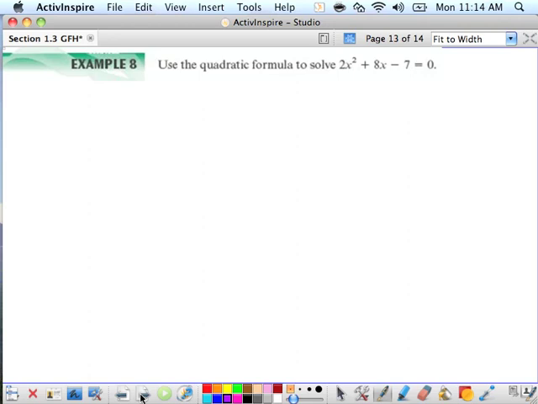Example 8. Now let's use the quadratic formula to solve 2x squared plus 8x minus 7 equals 0. The good news is it's already equal to 0, and it's already in the right order. Squares, linear terms, constants. So all we have to do is start plugging into the formula. We know that a is 2, b is positive 8, and c is negative 7.